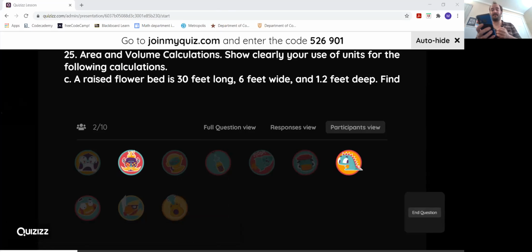So the first thing we're going to do is find area. And then the next question coming up right after this is to find the volume of that bed. Find out how much mulch we can put in that bed, I think is what it's going to say, something along those lines. So you should give me a number. You should give me a unit.